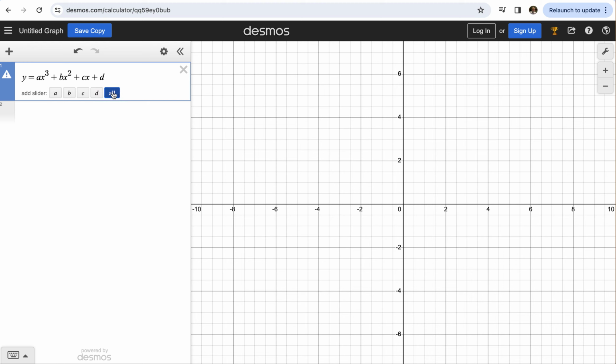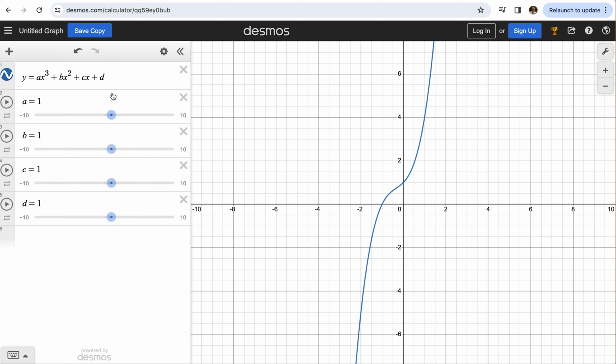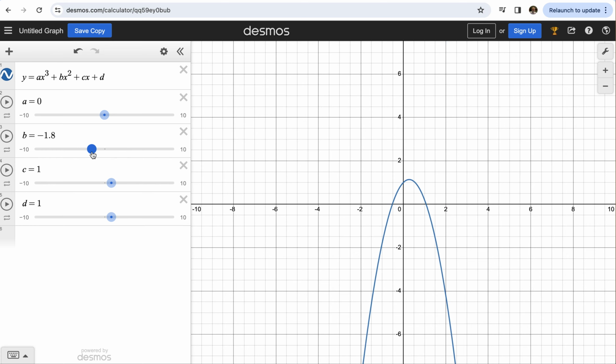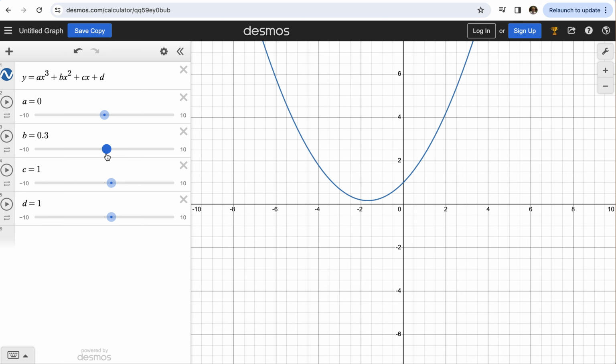And I'm going to choose to make all of them sliders. What that means is it's picking A, B, C, and D just as default 1, but I can change A by just sliding this to 0. So if I slide it to 0, then I do not have a cubic anymore. I just have a quadratic, and it looks like a parabola. And if I slide B around, you can see what happens to the parabola.